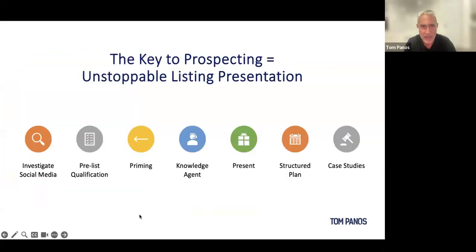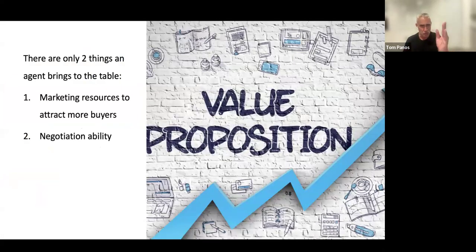Because I want to remind everyone, in real estate, we bring a few things to the table, and this slide here is probably going to show it best. There are only two things that an agent brings to the table in real estate. They bring marketing resources to attract more buyers. That's the first thing. And the second thing they do is they bring negotiation ability to, once they've located who the best buyer is, not the first buyer.